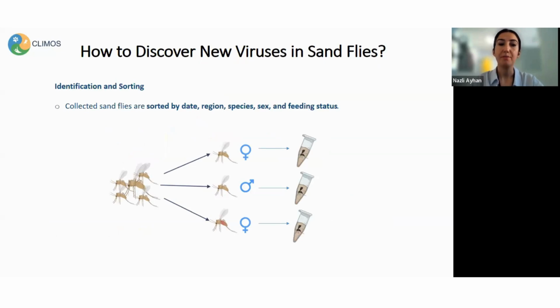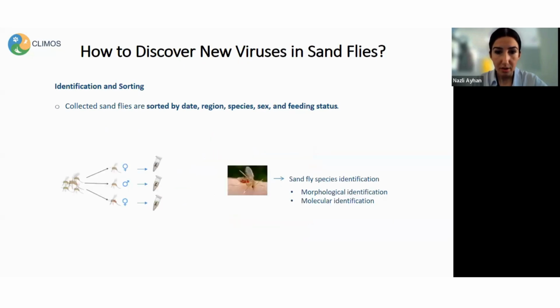After bringing the sandflies into the lab, collected samples are sorted by date, region, species, sex, and feeding status. Why is it important to separate these? Because if we can identify the sandfly species morphologically or molecularly, we can identify the vector species that can transmit the virus. So that's why it's important for us to identify the sandfly species.